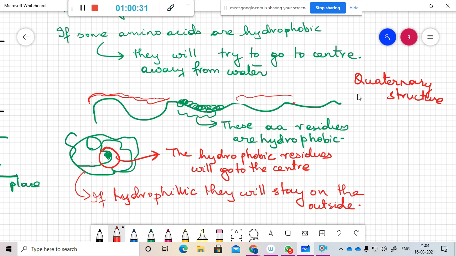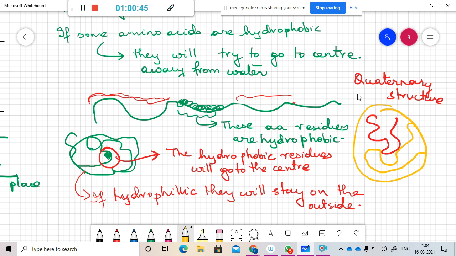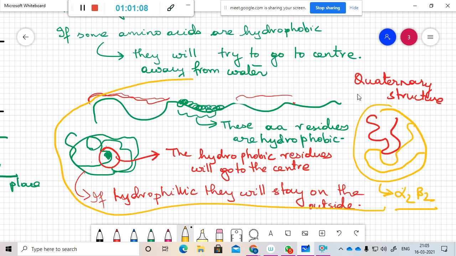This is, for example, in hemoglobin, you have one polypeptide and another polypeptide. They come together, they associate. For example, in hemoglobin, alpha 2, beta 2. So alpha polypeptide and beta polypeptide, they associate, and these polypeptide chains together form the quaternary structure of the protein.